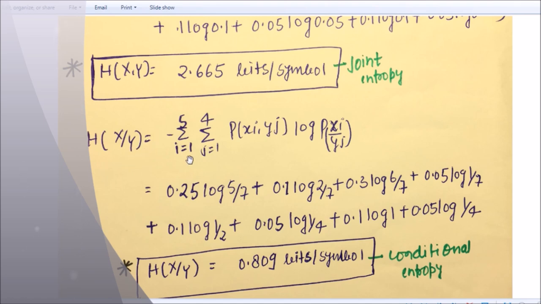Hx divided by y is equal to summation i is equal to 1 to 5, j is equal to 1 to 4, Pxi, yj, log Pxi, yj. Here you have to note one point, okay? See here properly. This is a very important formula. You have to note here, Hx by y, okay? H with respect to y. So here also, log base 2 Pxi by yj. Means this Pxi, yj, we are going to take the term from the actual matrix.